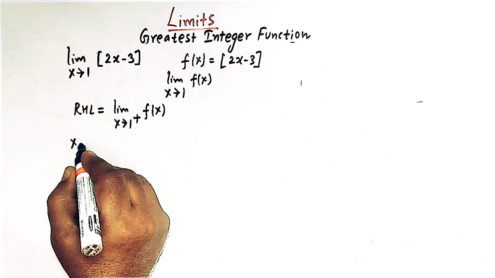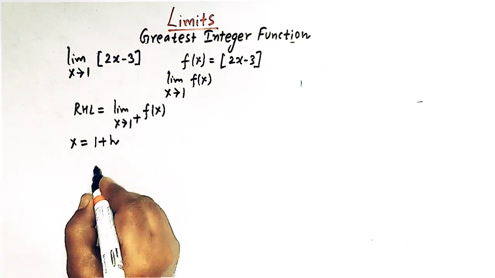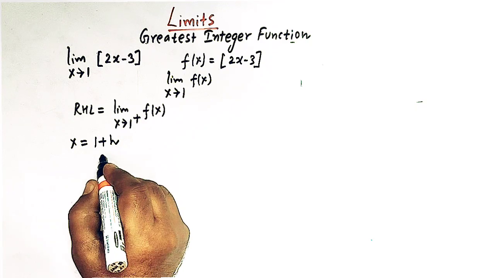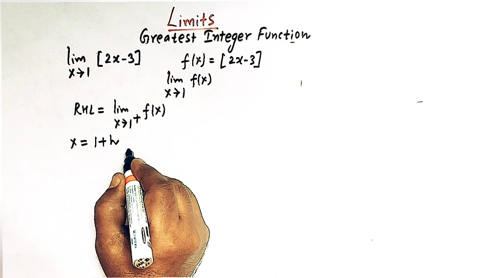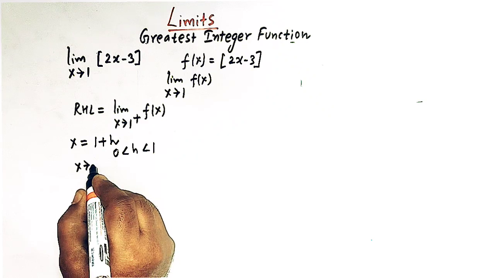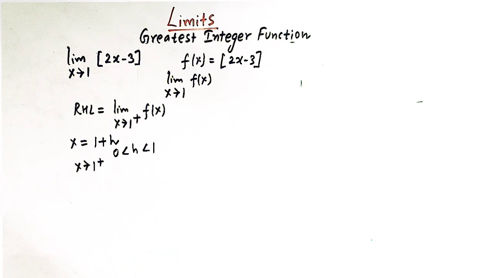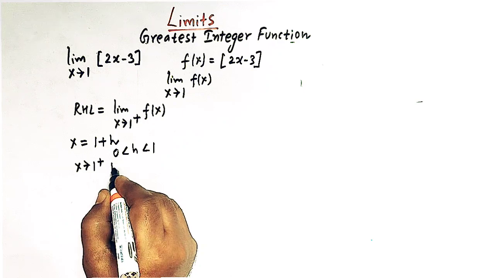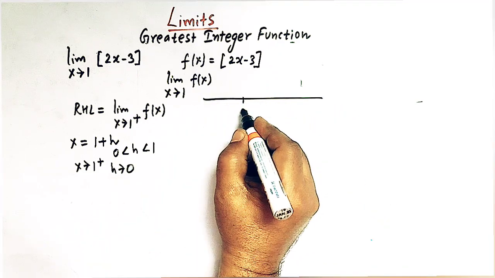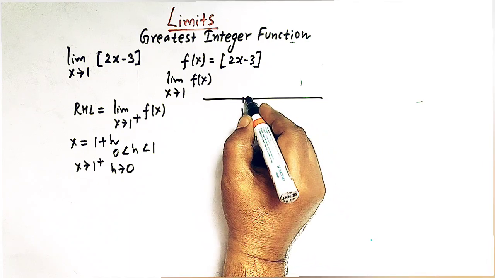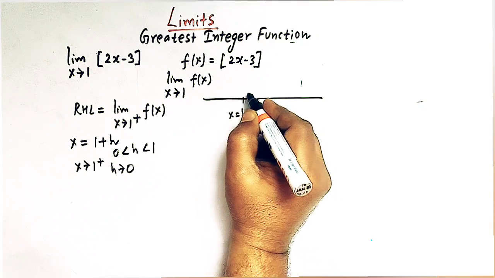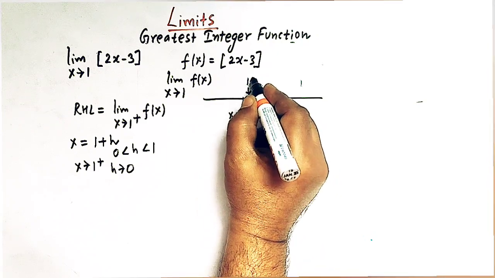Here we'll take x equal to 1 plus h, where h is infinitesimally small and is a positive quantity that lies between 0 and 1. So when x tends to 1 from the right, h tends to 0. Here we have the real number line, and here we have 1, and here we take a point in the neighborhood of x equal to 1, and this point is 1 plus h.